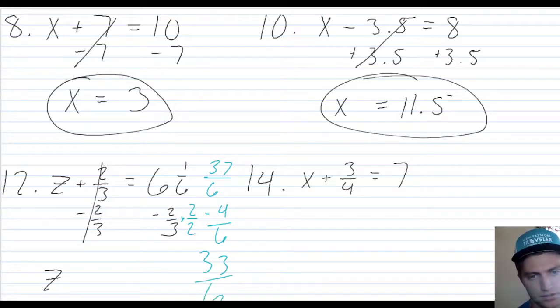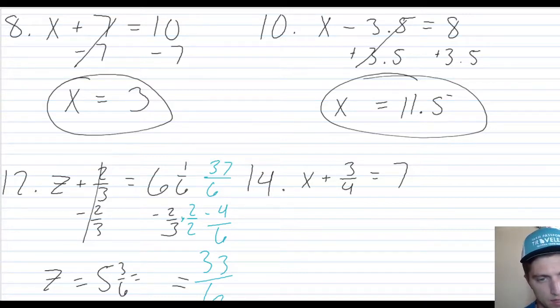Remember, two negatives make a positive only applies in multiplication. Right here we're just subtracting. To finish it off, we can keep it like this, but sometimes it just looks better if we convert it back into a mixed number. 6 goes into 33 5 times with a remainder of 3 over 6, and 3 over 6 is the same as 1/2. So 5 and a half.